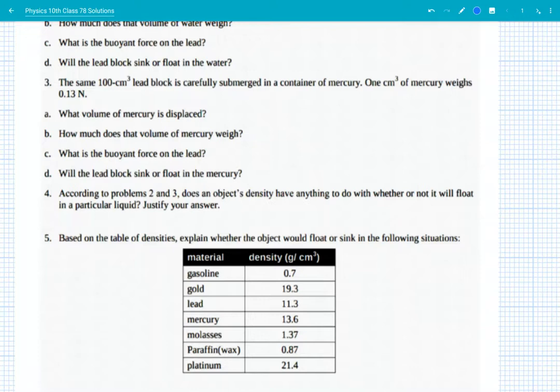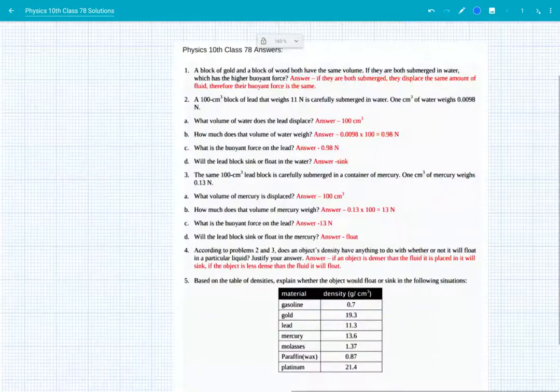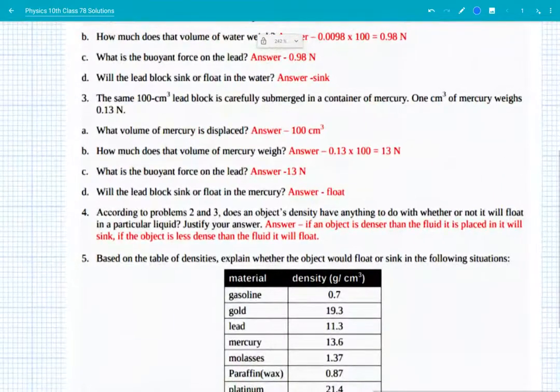Now, as you guys know, if the object is more dense than the fluid, then the object will sink. If the fluid is more dense than the object, the object will float, like the example in the video I just showed you. So lead is less dense, so it'll float. And here it says if an object is denser than the fluid it is placed in, it will sink. If the object is less dense than the fluid, it will float. Boom.